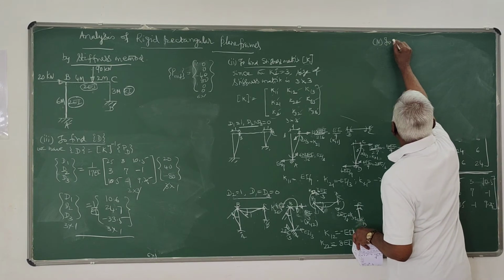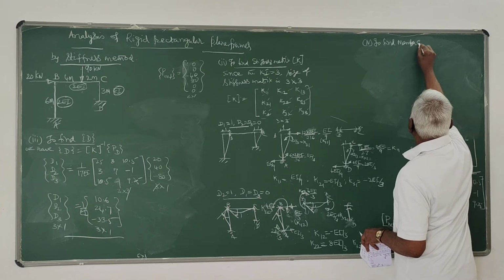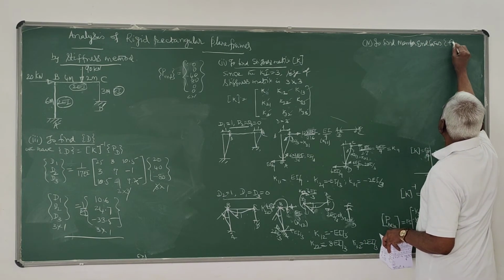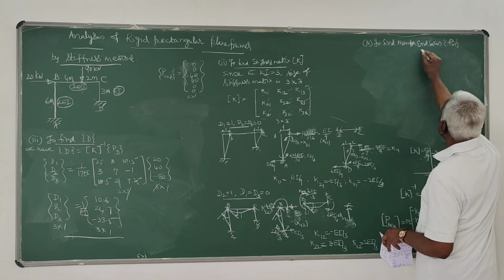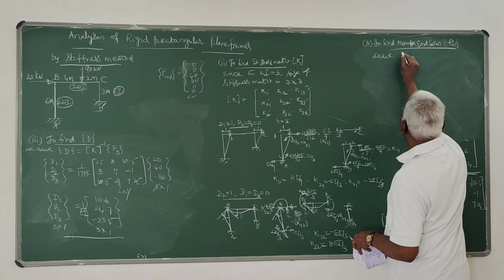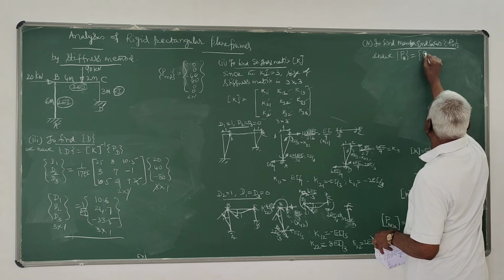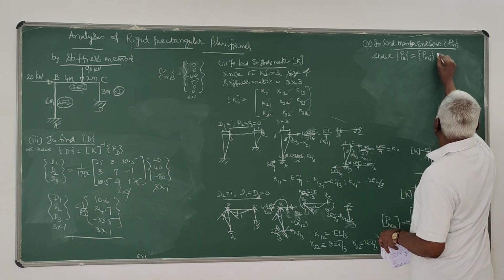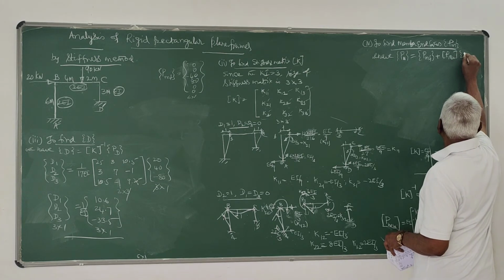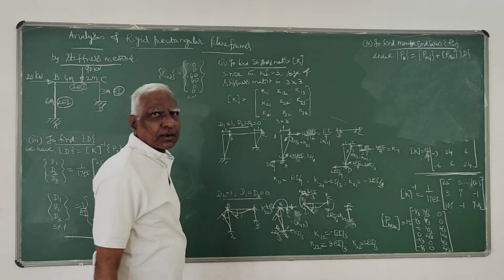Fourth step is to find the member end forces, that is PM. That is what you have to determine during analysis. So we have the formula PM is nothing but PMS plus PMU into D. That's all. And remember the force displacement relationship formula.